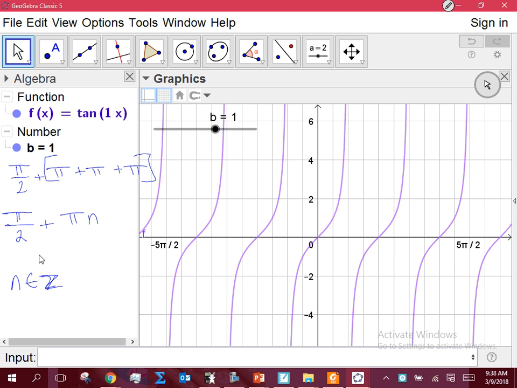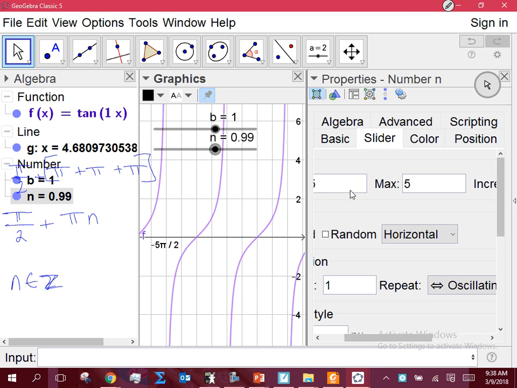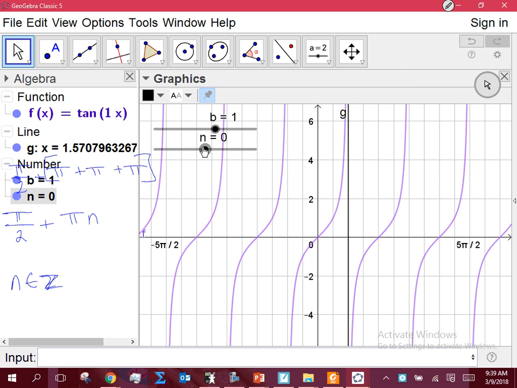Okay. So that's going to give me, if I type this formula in, let's say x equals pi over 2 plus pi times n. It's going to ask me to create a slider for n. I want that. But n, like I said, has to be an integer. So let's go from negative 10 to 10, by increments of 1. All right, so if n is 0, this thing's wiped away, and we get our pi over 2, right? And that's where that asymptote is.